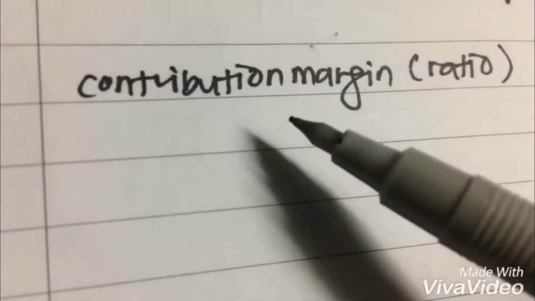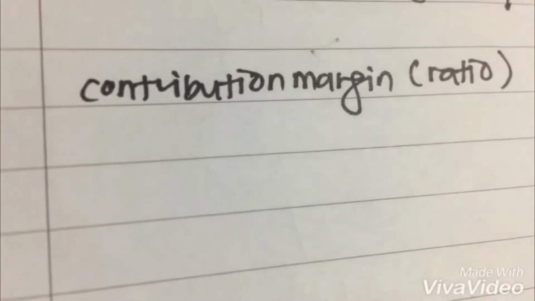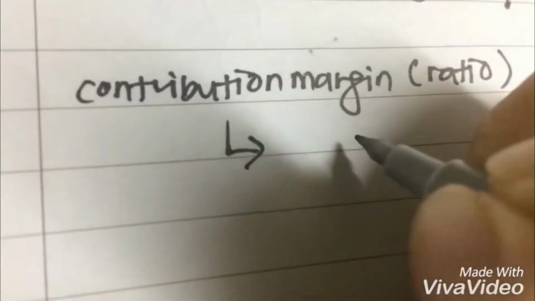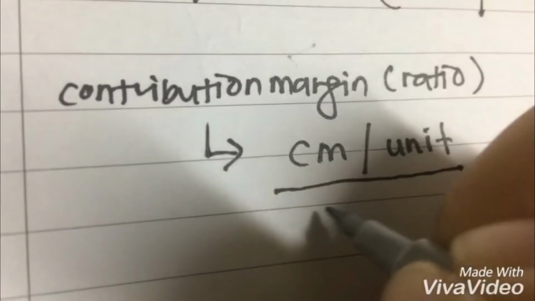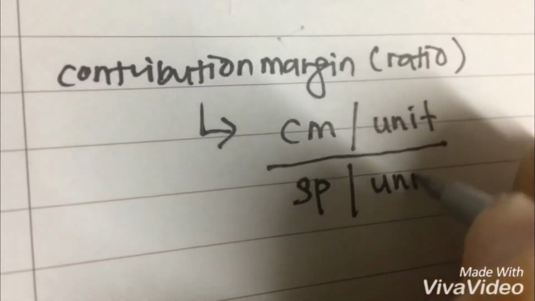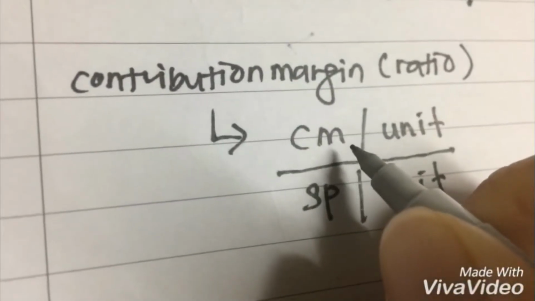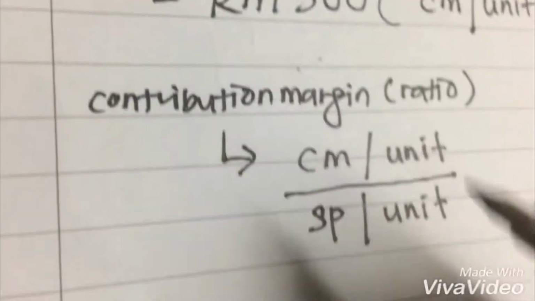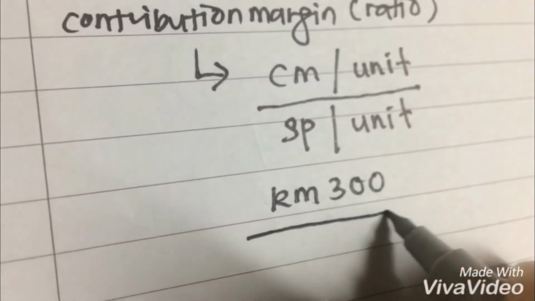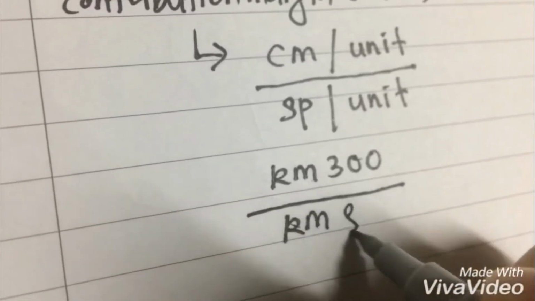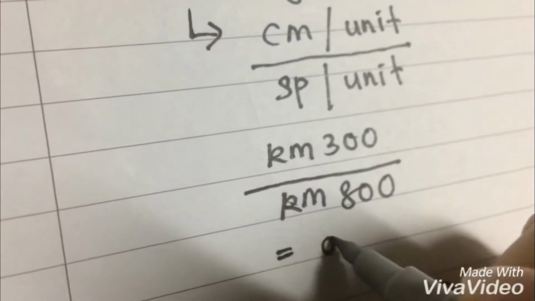Now, to calculate the contribution margin in ratio, we should use this formula, which is contribution margin per unit divided by our selling price per unit. Our contribution margin per unit previously was 300 ringgit. So we just take 300 ringgit and divide by our selling price, which is 800 ringgit, and we get 0.375.